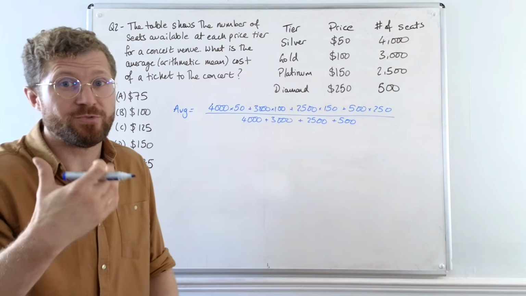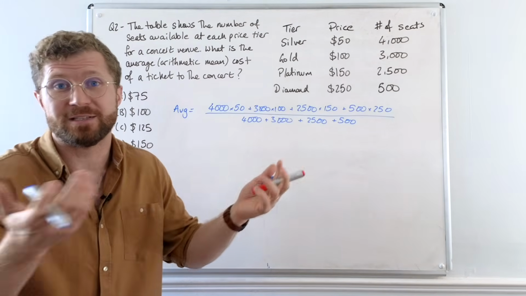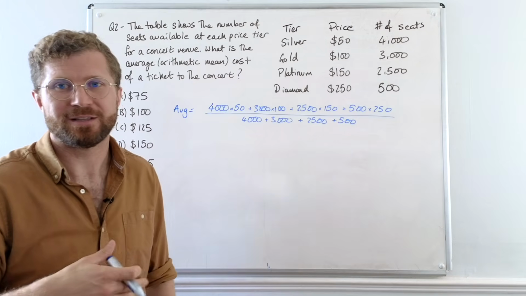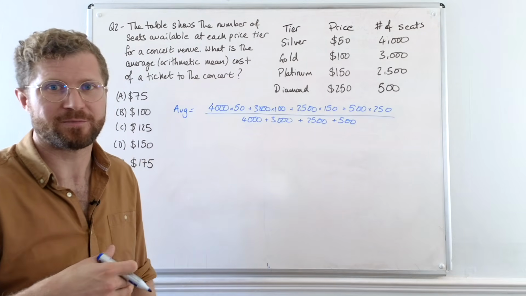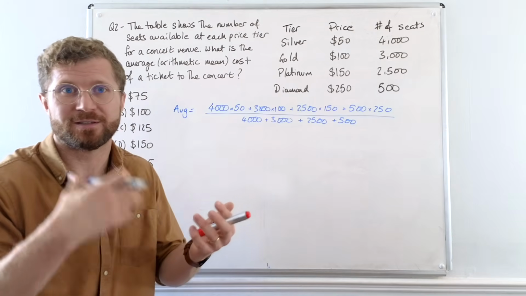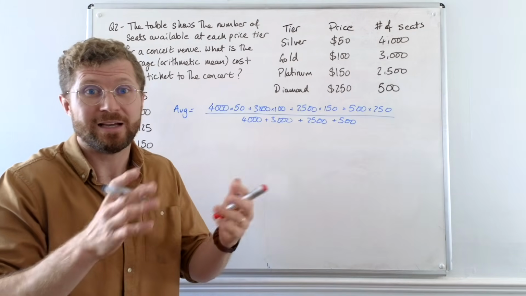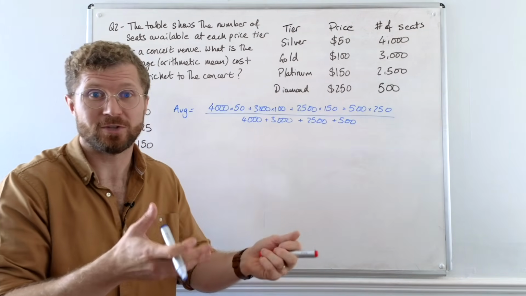I don't really want to do 4,000 times 50 and then, I don't know, 3,000 times 100 isn't that tough, but you can see that the amount of time this is going to take is going to build up very quickly. What I could do instead is look for common factors. Now this becomes a very big thing on the GMAT. It's quite common, surprisingly common. It's just maybe we don't see it as often as we could.